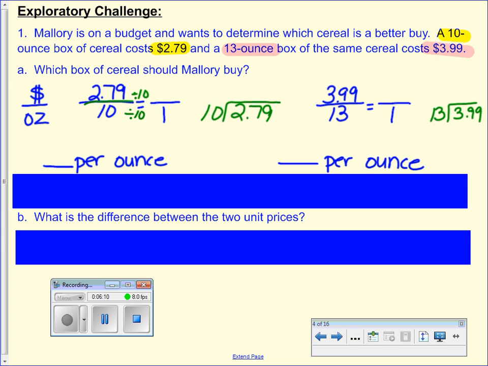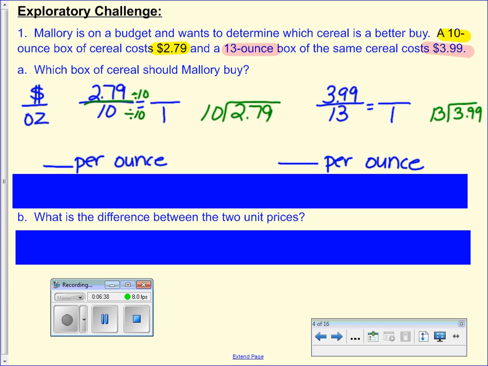$2.79? I only want to know how much it is for 1 ounce. So my answer should be smaller because I'm taking my total price and splitting it among each ounce. So taking the $2.79 and splitting it per ounce, my answer should be smaller than $2.79. So what is $2.79 divided by 10?